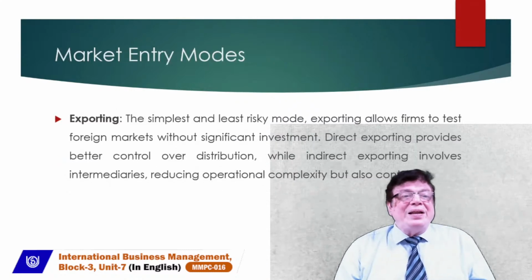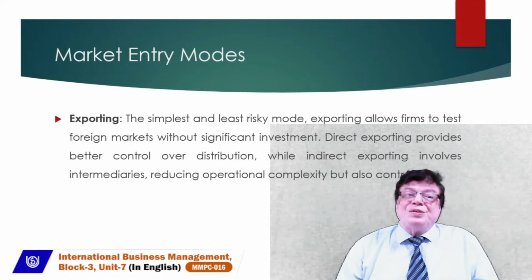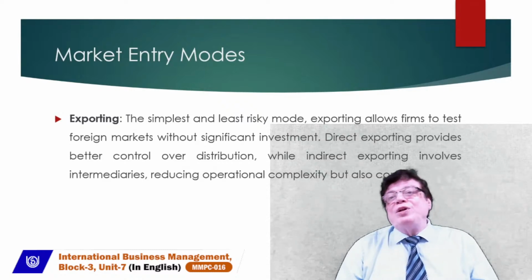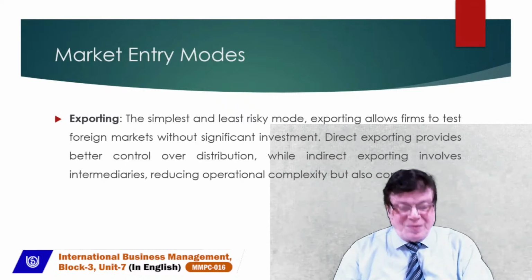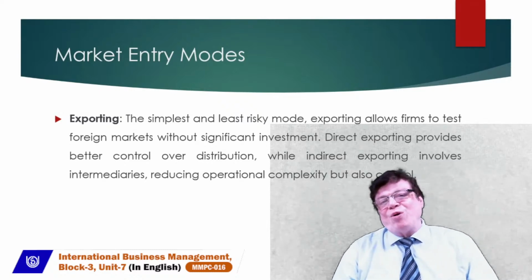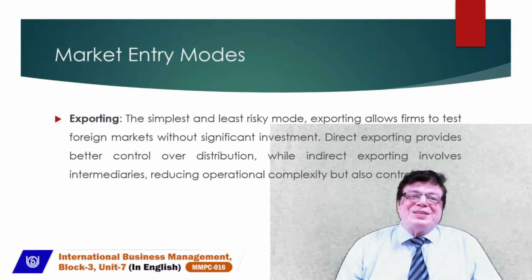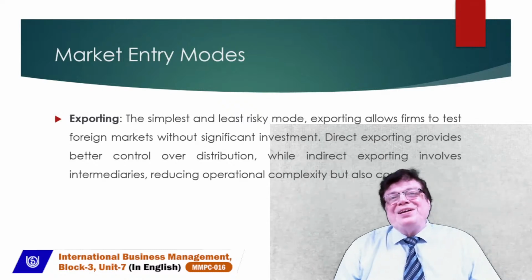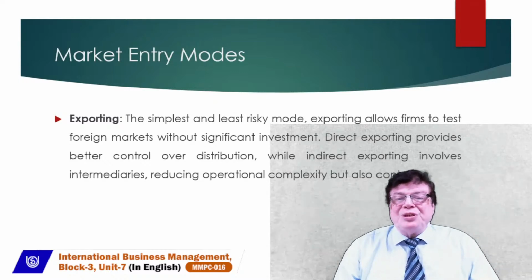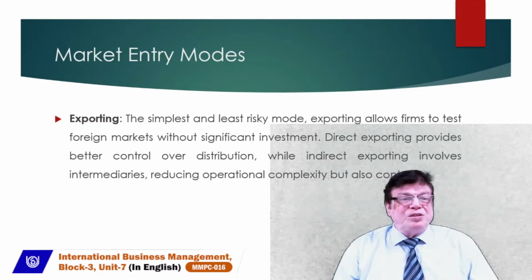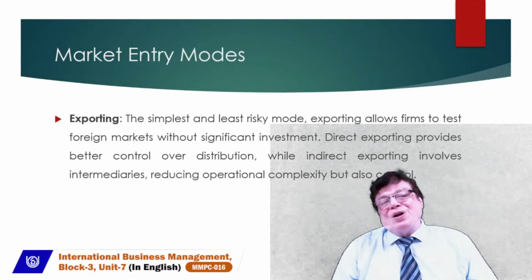Now, next is market entry modes. Which are the modes of market entry? The first mode is exporting. Exporting is the simplest and least risky mode. Exporting allows firms to test foreign markets without significant investment. Direct exporting provides better control over distribution, while indirect exporting involves intermediaries, reducing operational complexity, but also control.